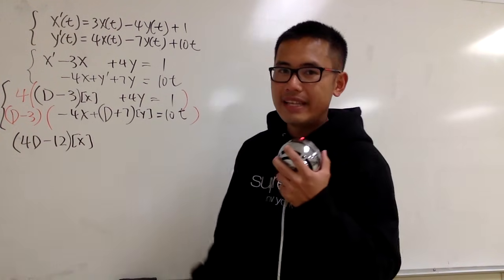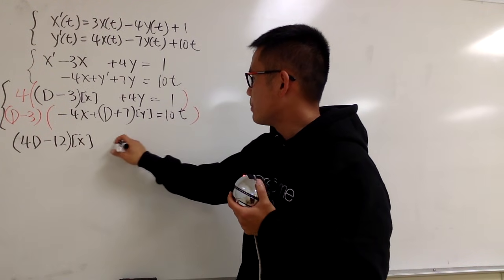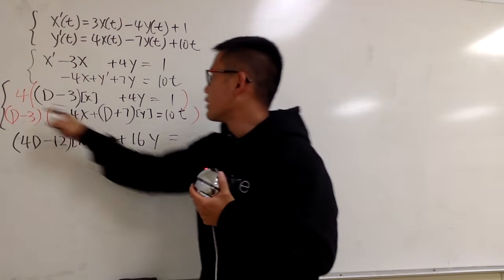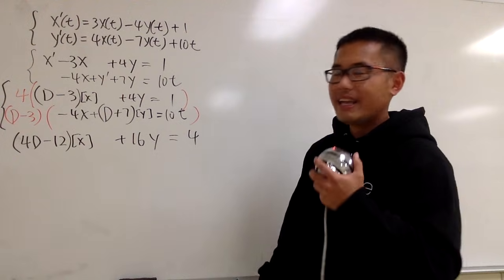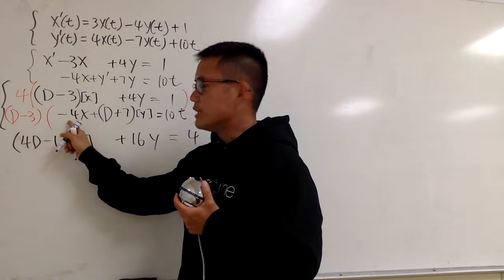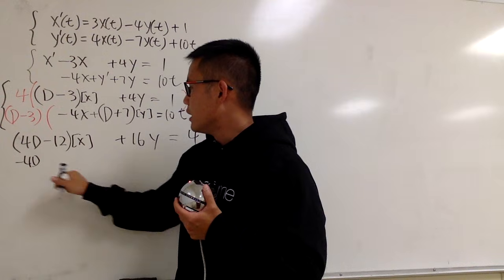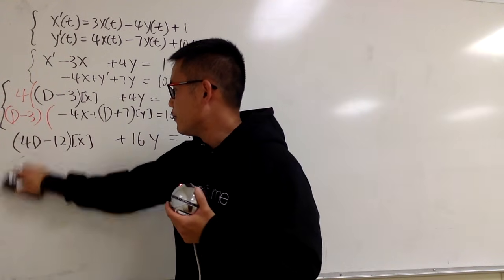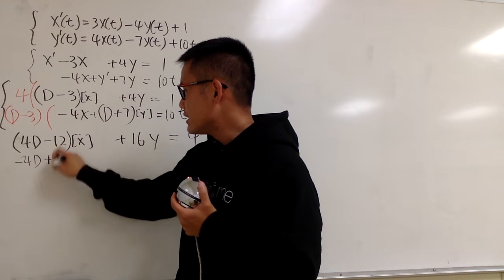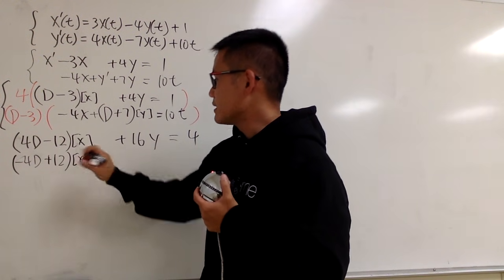And then of course we continue with 4 times 4y, which is 16y, and this is equal to 4 times 1, which is 4. And for the second equation, I will do d minus 3 times negative 4. So I take negative 4 and multiply it with this d, which is negative 4d. And then negative 4 times negative 3 becomes positive 12. Then I'll put parentheses, and you see this is acting on x.